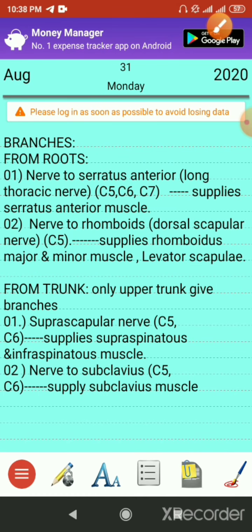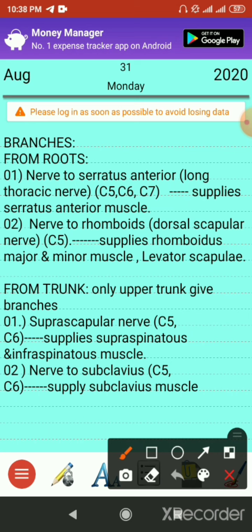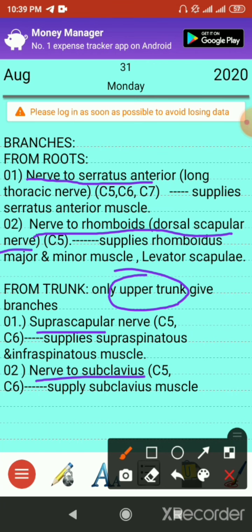Then come to the branches. From the root there are two branches: nerve to the serratus anterior and nerve to the rhomboids, or another name is dorsal scapular nerve. From the trunk, the upper trunk gives two nerves. These are the suprascapular nerve and nerve to the subclavius.